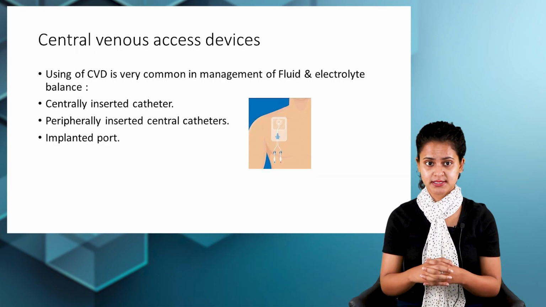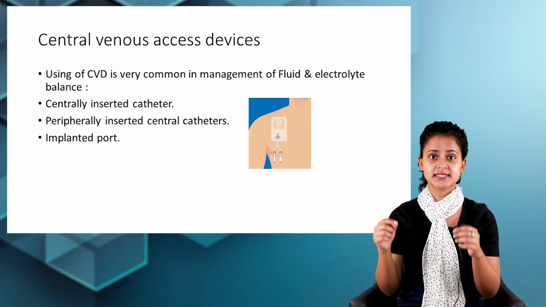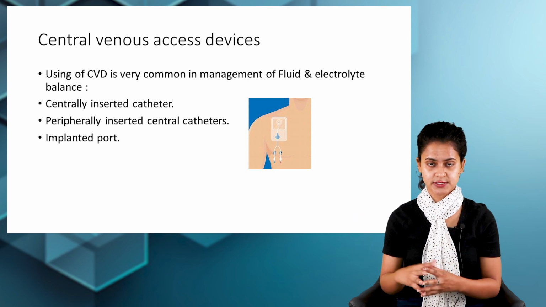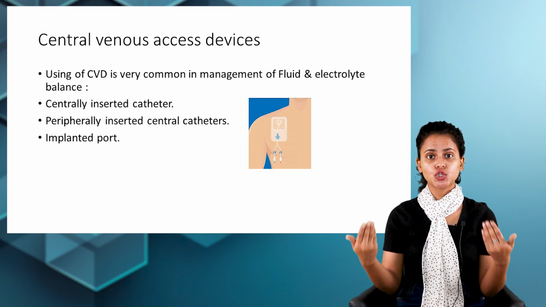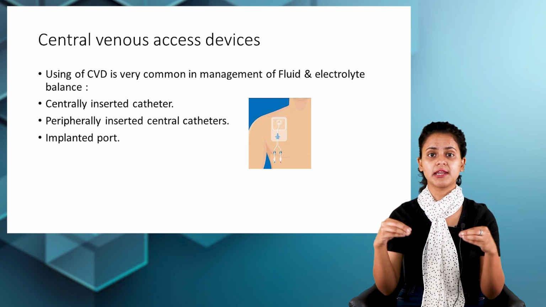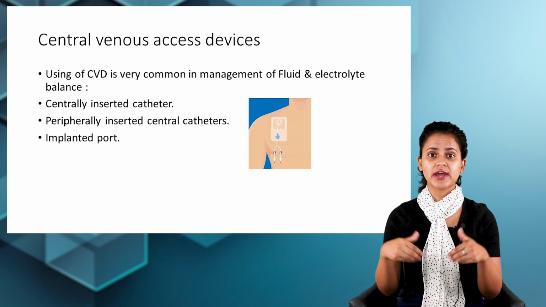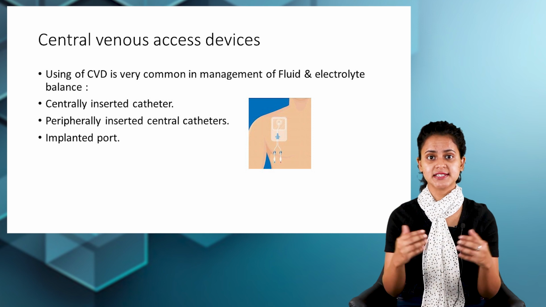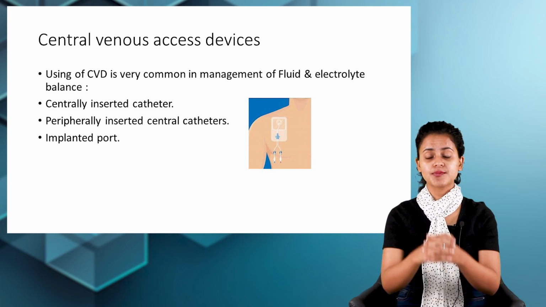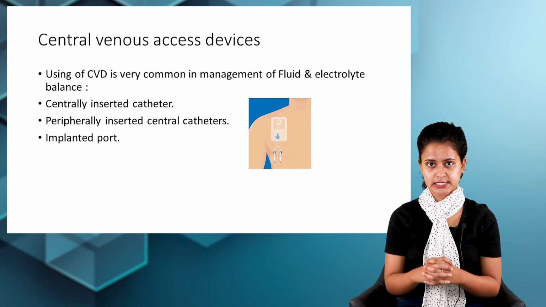Next, there is one more technique which is often used to monitor the client associated with fluid electrolyte imbalance: the central venous access device placement. Central venous access devices are placed to monitor the hemodynamic stability as well as to administer various medications and to have easy access to the central line to manage the client with fluid electrolyte imbalance.